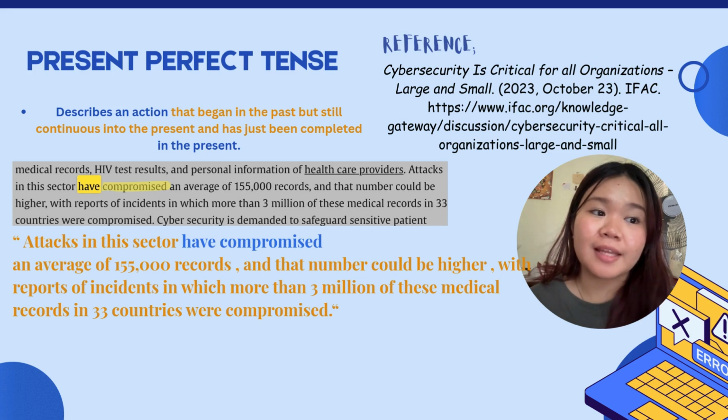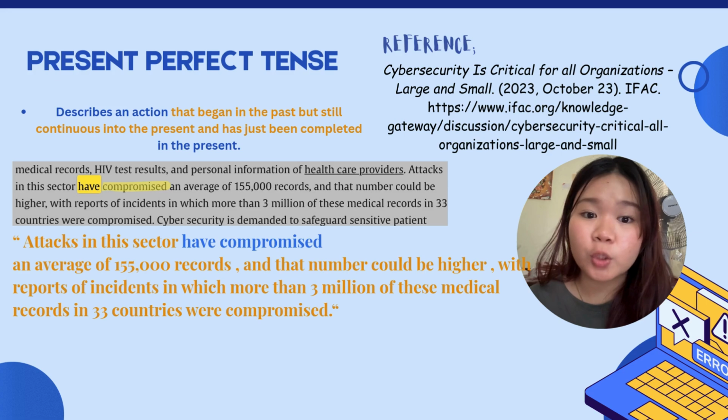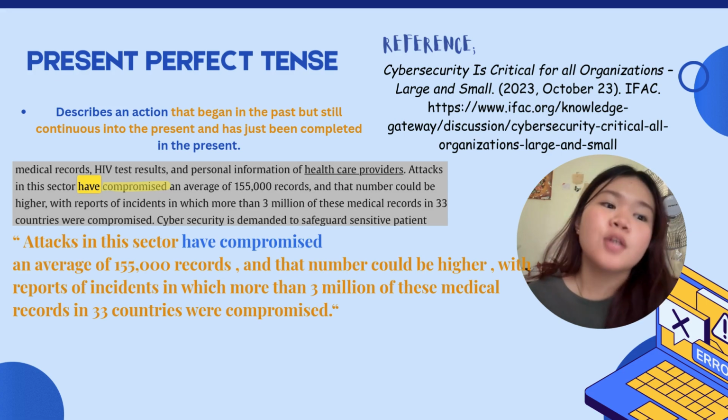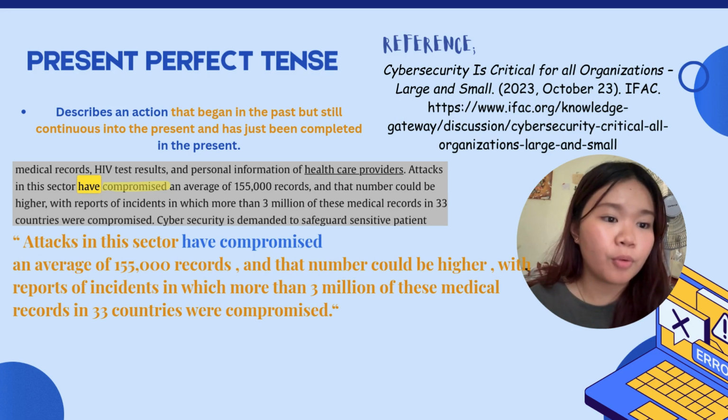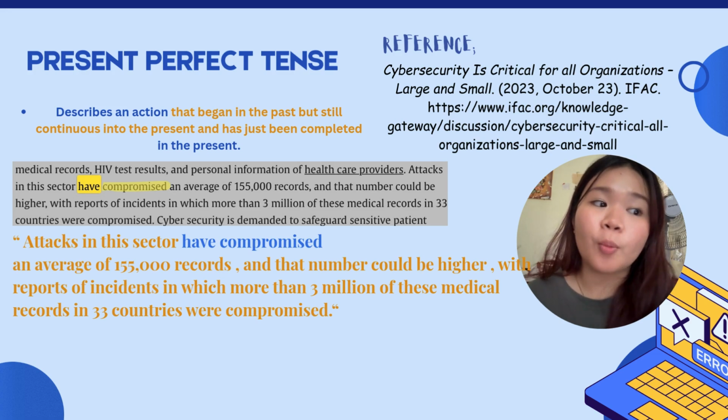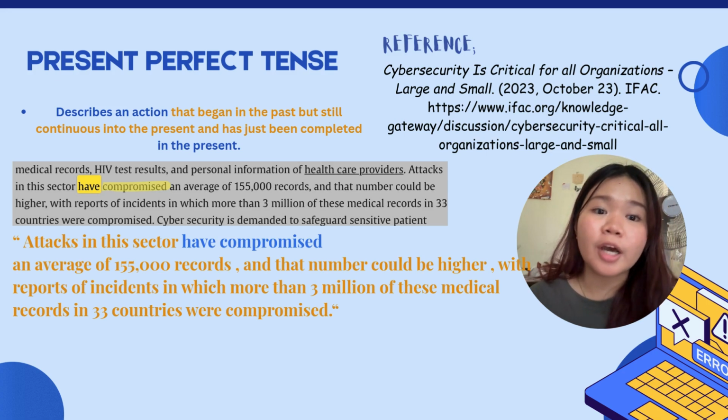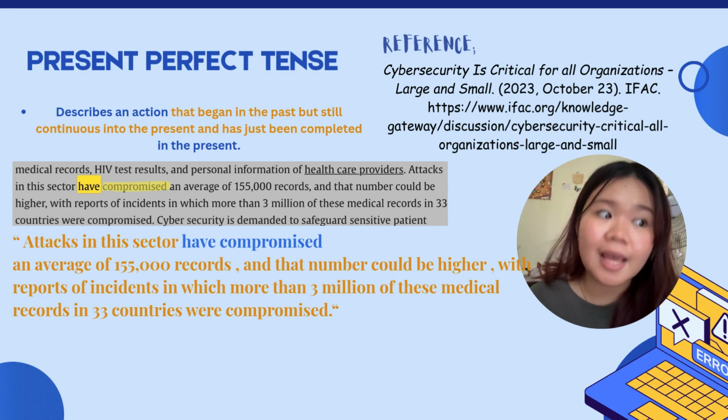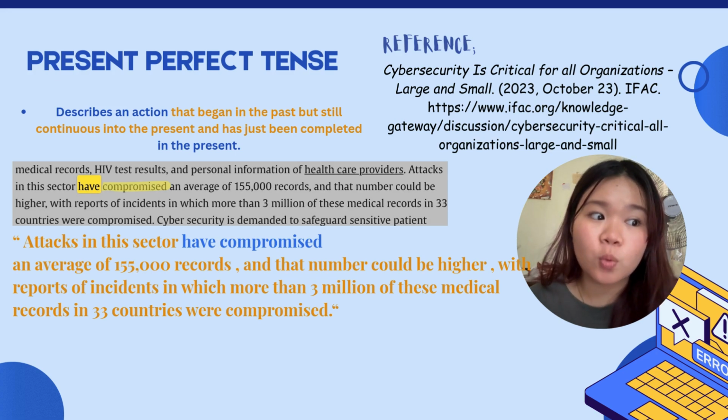Present perfect tense usually describes an action that began in the past but still continues into the present and has just completed in the present. As we can see here, I've provided one example, which is: attacks in this sector have compromised an average of 155,000 records, and that number could be higher with reports of incidents in which more than 3 million of these medical records in 33 countries were compromised.